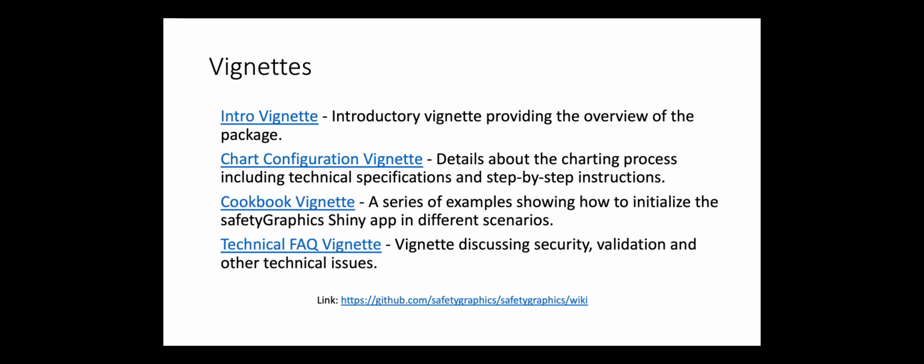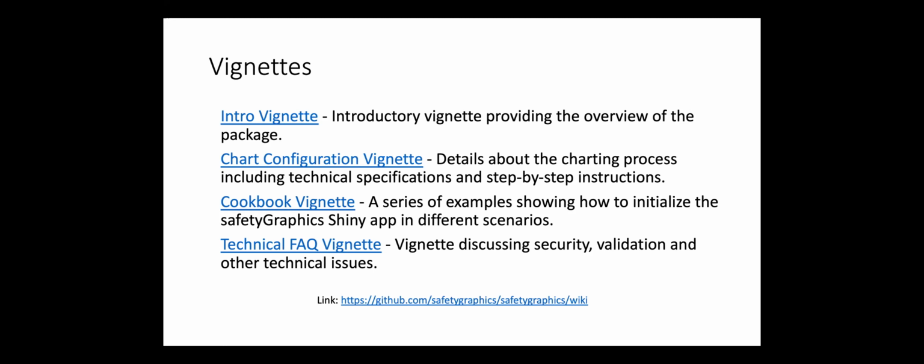There are 4 vignettes that we've spent a lot of time on, and these have been entirely rewritten for version 2. They're included in the CRAN release, but they're also the most recent updates we track in the GitHub wiki associated with the SafetyGraphics package. So if you want the bleeding edge updates that have happened since we pushed to CRAN, you can always go to the wiki.